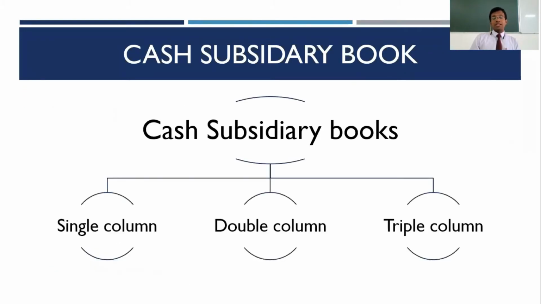To talk a little bit more in detail, the cash subsidiary book is of 3 types. You have single column, double column, and triple column. Now, the business is free to choose any one of these. A business need not maintain multiple cash subsidiary books. Either they can go with single column, or double column, or triple column. But it is not necessary that they have to use all 3. They have to choose any one from these 3.